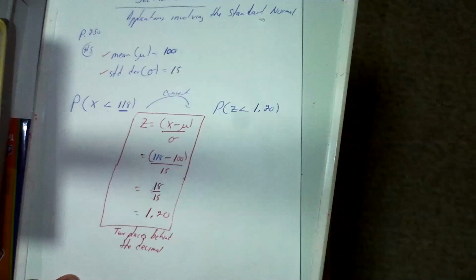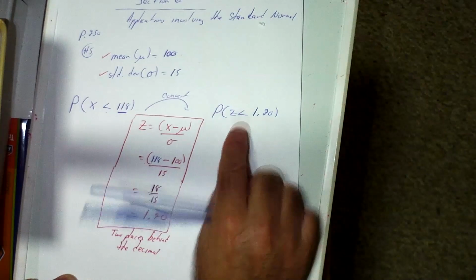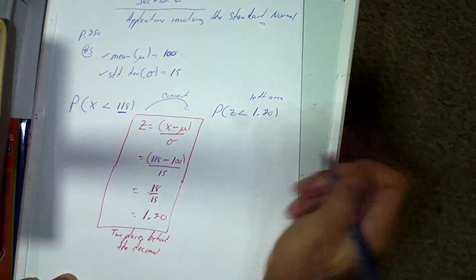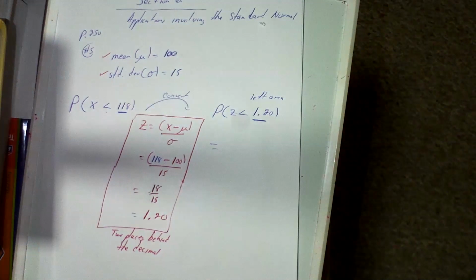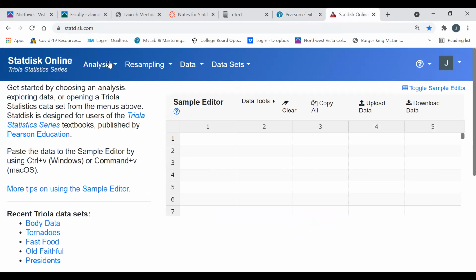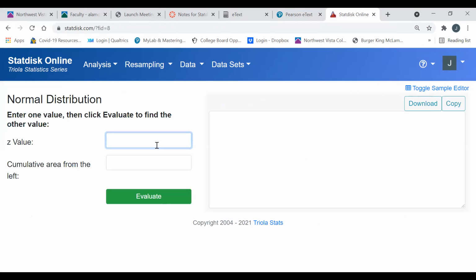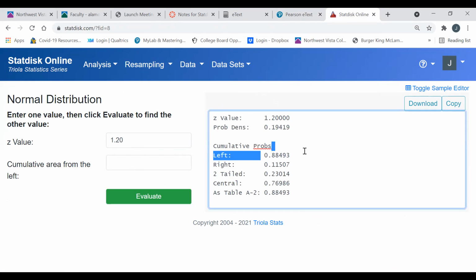Because this is shaded to the left, I'm going to put it here, left area. I'm going to enter 1.2 in StatDisk and find the left area of that number. So let's go to my StatDisk. I'm going to go to Analysis, Probability Distribution, and Normal. You put the number in the top box, Evaluate, and we're looking for the left area. There it is, .8849. I need to make sure our answer has 4 digits behind the decimal. So my answer is 0.8849, or if you want to write it as a percentage, 88.49%.